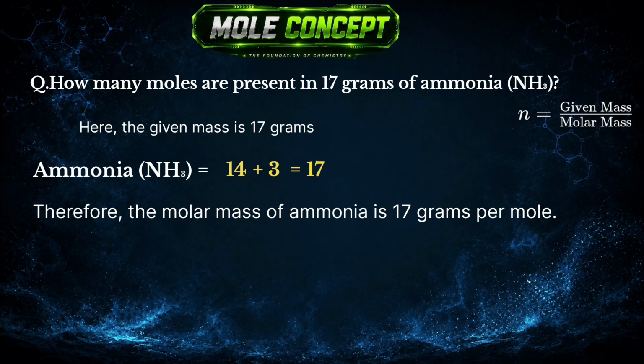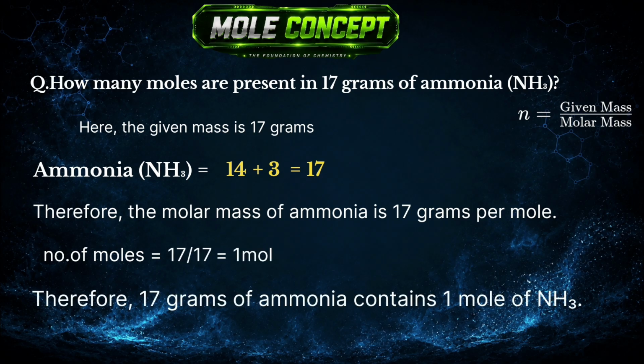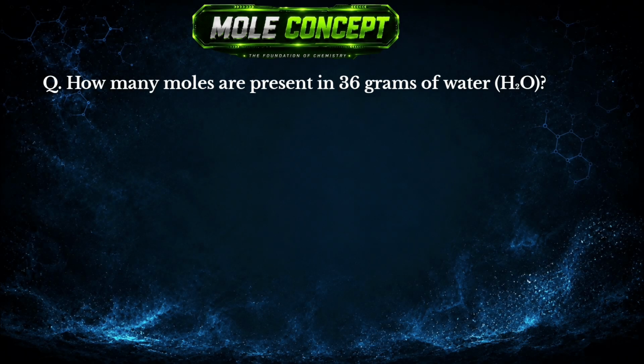Now substitute the values into the formula. Number of moles equals 17 divided by 17. Number of moles equals 1 mole. Therefore, 17 grams of ammonia contains 1 mole of NH3. Question 2. How many moles are present in 36 grams of water, H2O? Again, we need to find the number of moles. Since the mass is given, we use the same formula.